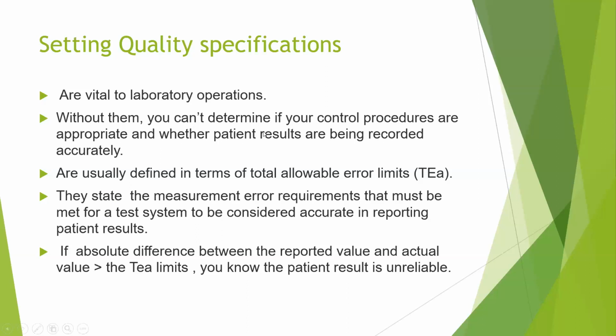So these total error limits, or quality specifications, define how much measurement error is acceptable to continue to say that your patient results are accurate. You have to set your own benchmarks, your own limits. If the absolute difference between the reported value and the actual value is more than these limits, then you know that your patient result is not reliable. So you have to set your quality specifications. Sometimes they're also called quality goals.